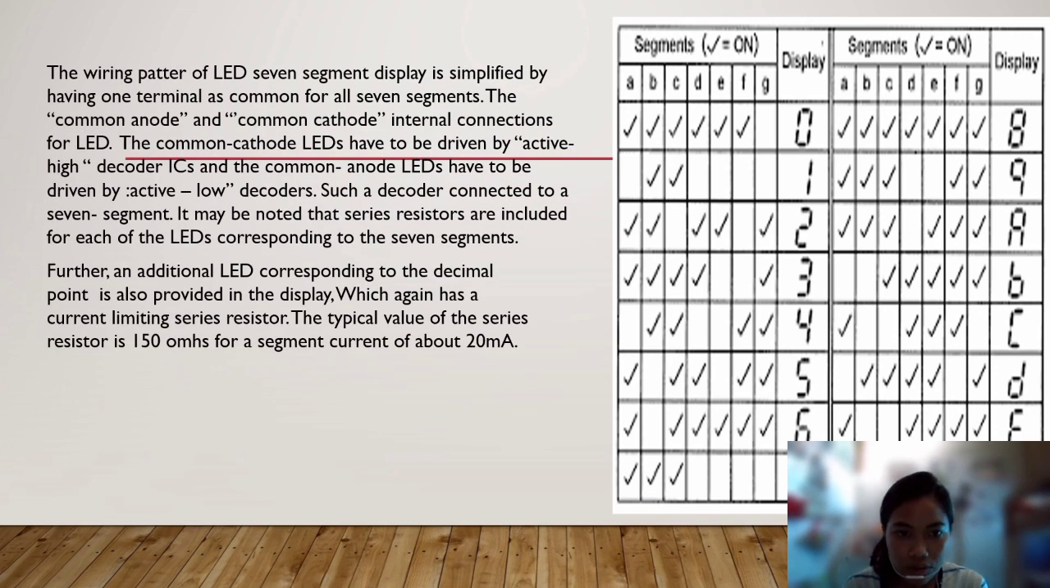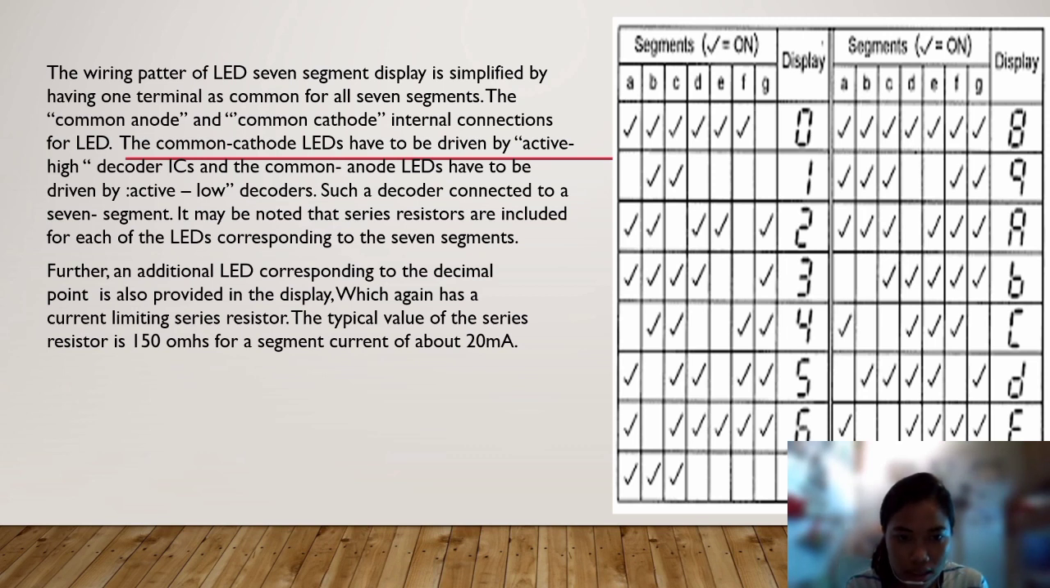The wiring pattern of an LED 7-segment display is simplified by having one terminal common for all 7 segments. So there are the common anode and common cathode internal connections for the LED. The common cathode LEDs have to be driven by active high decoder ICs, and the common anode LEDs have to be driven by active low decoders. It may be noted that series resistors are included for each of the LEDs corresponding to the 7 segments.